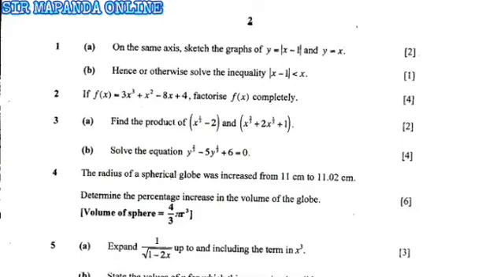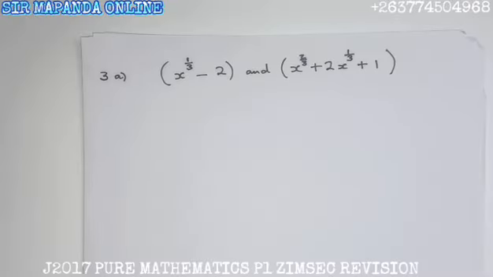Right, we move on to question number 3a. It reads, find the product of x to the power of 1/3 minus 2 and x to the power of 2/3 plus x to the power of 1/3 plus 1. So product means multiplication. We are going to multiply the two brackets. I hope you are following.